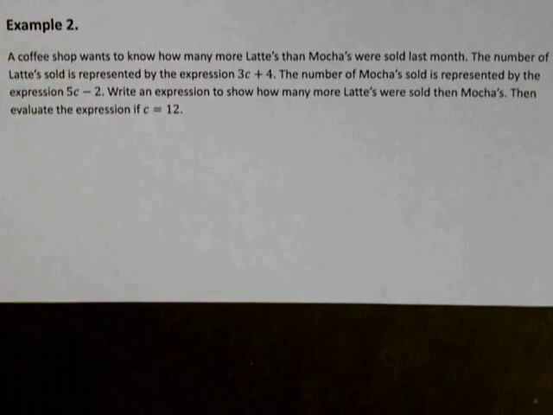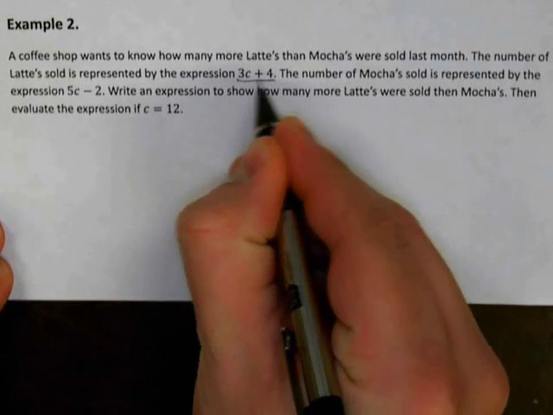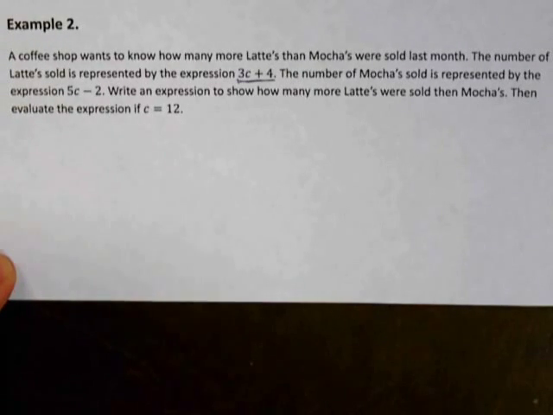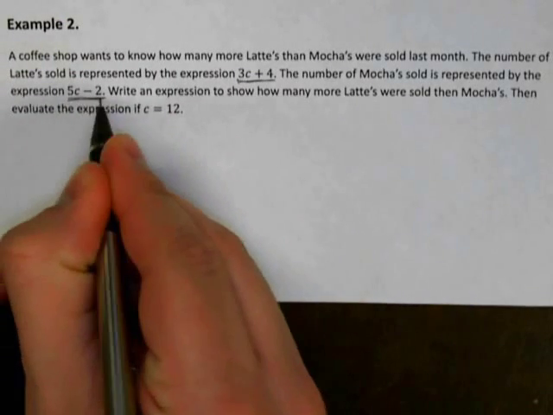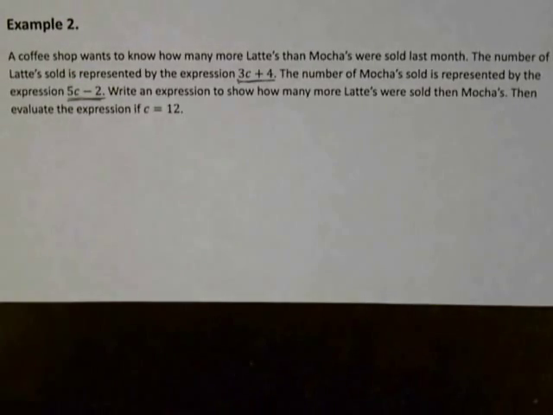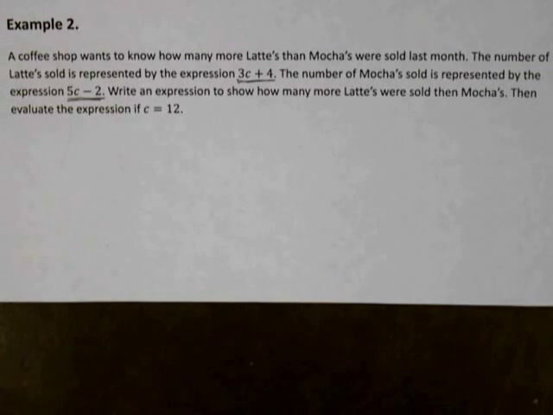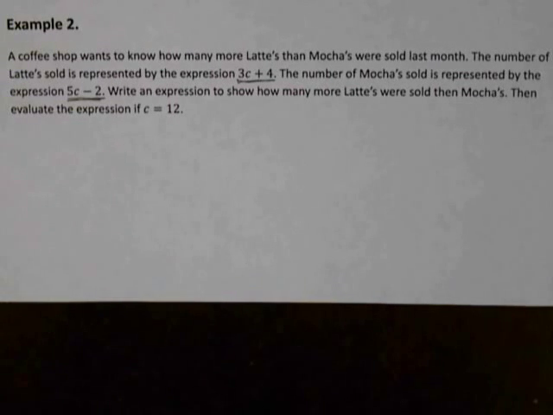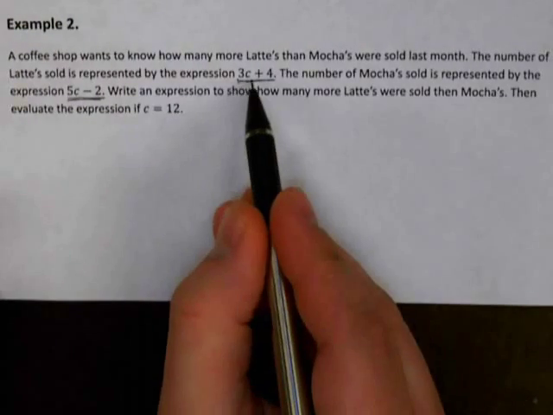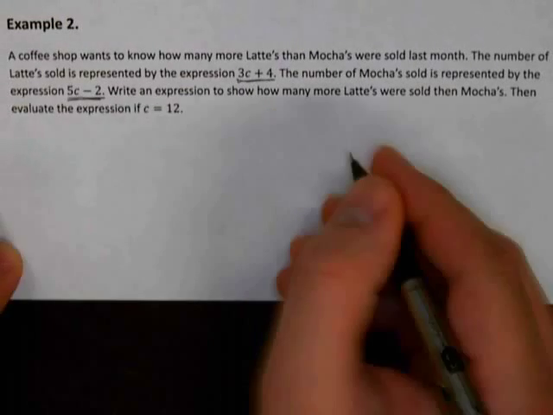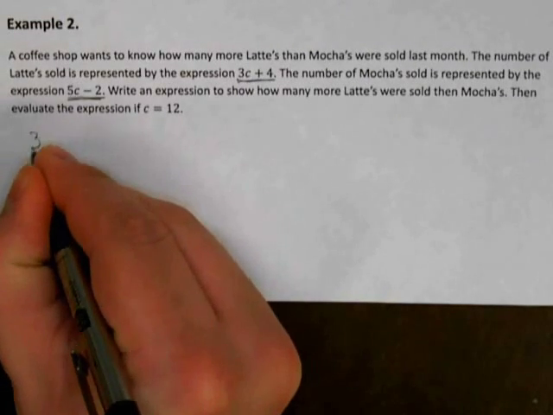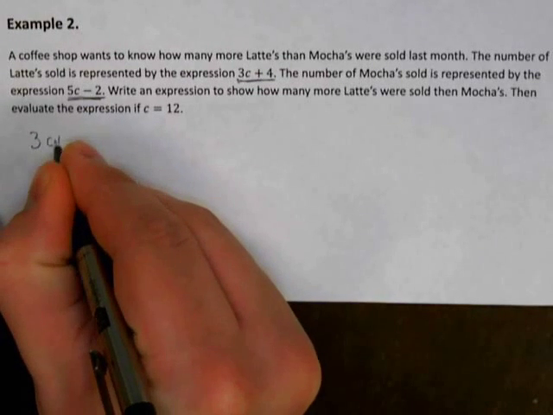Alright, example 2 says, a coffee shop wants to know how many more lattes than mochas were sold last month. The number of lattes sold is represented by the expression 3c plus 4, and the number of mochas sold is represented by the expression 5c minus 2. So we need to write an expression to show how many more lattes were sold than mochas, then evaluate the expression if c equals 12. So this is a two-part question. First, we need to find how many more lattes were sold than mochas. And to do that, how many more? That means we are subtracting.